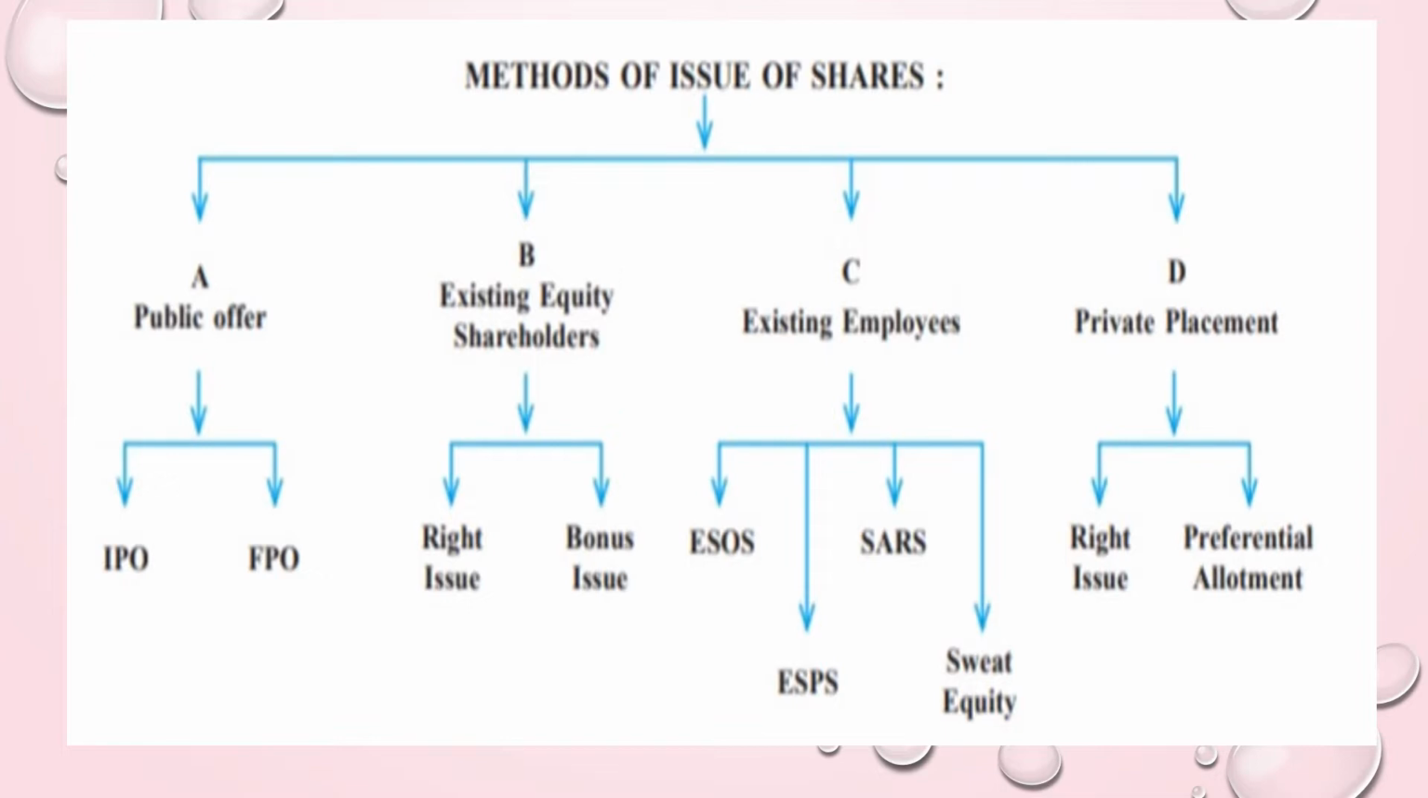But before that, let us understand in brief the different methods or ways in which a company issues shares. As you can see from the flow chart, there are basically 4 methods through which a company issues shares. It includes public offer, which is further divided into IPO and FPO. The second is the shares are issued to the existing equity shareholders in the form of right issue and bonus issue. Further, the company also issues shares to the existing employees, which further includes schemes like ESOS, ESPS, SARS and sweat equity. And lastly, the company also makes private placement through right issue and preferential allotment. Now we are supposed to understand all these methods in detail. So let us move further.